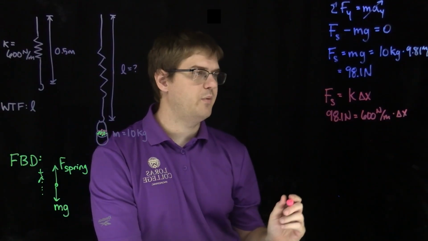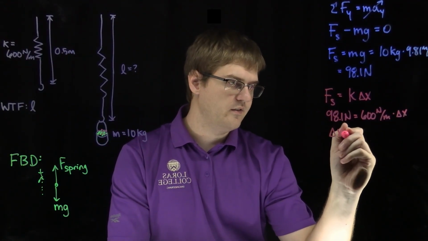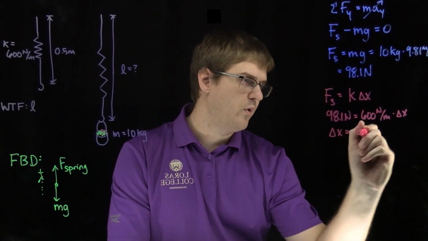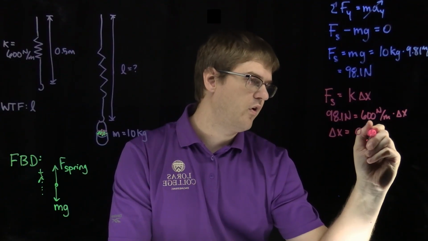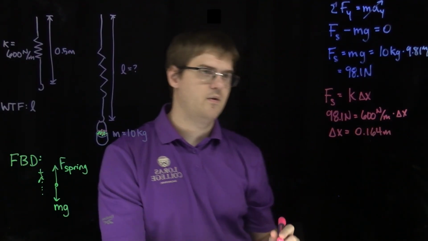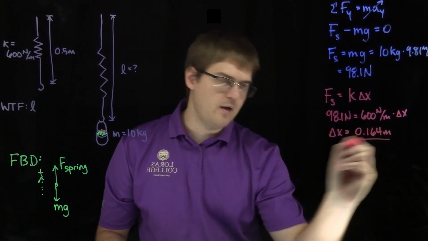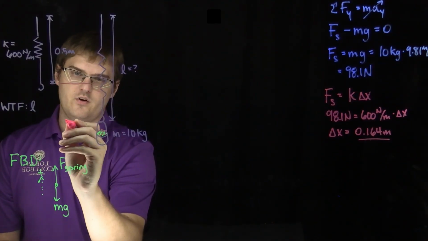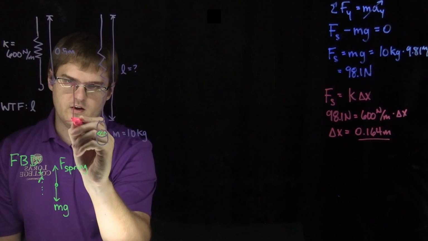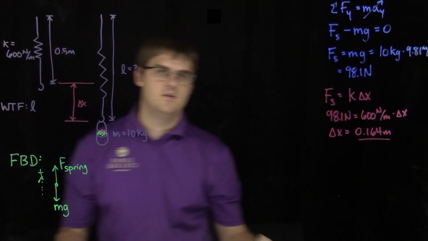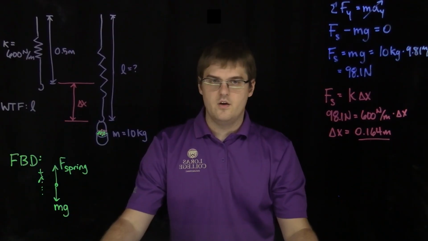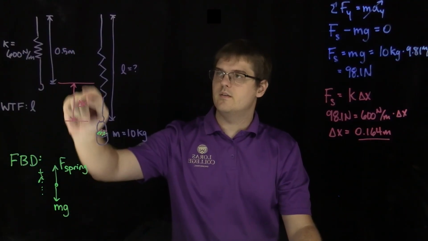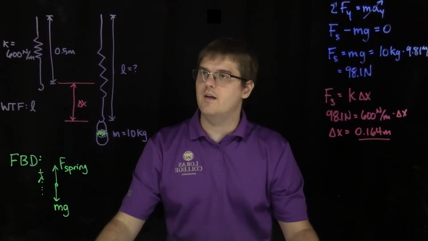So I'll divide both sides by 600. I get a delta x of 0.164 meters. This is not my answer, because what that number is the difference in height here. So we called that delta x. That's delta x. Hopefully with that, it gets really clear how we find our total length, because delta x and 0.5 appear to be the same as that length.